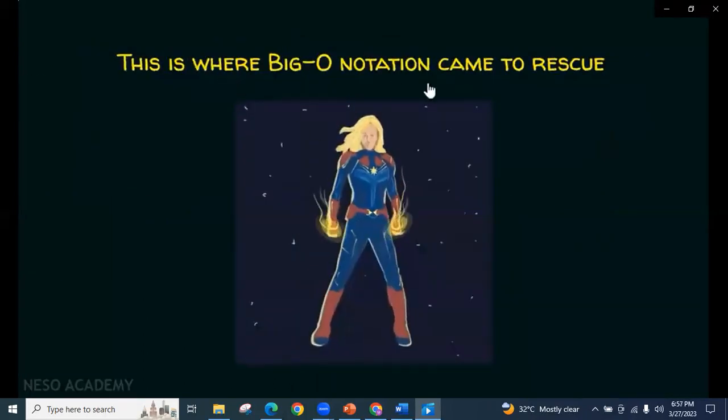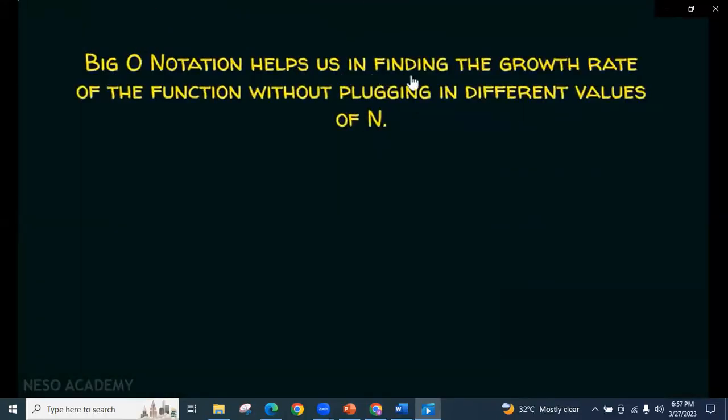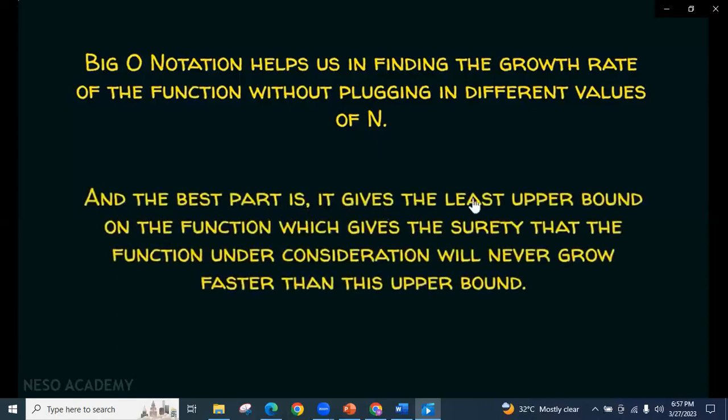Now here comes the big O notation to the rescue. Big O notation helps us in finding the growth rate of the function without plugging in different values of n. That is the beauty of big O notation. Here we need not plug in different values of n into the function in order to determine the growth rate of the function. Big O notation is the tool to find the growth rate of the function without plugging in different values of the size of the input. And the best part is it gives the least upper bound on the function, which gives the surety that the function under consideration will never grow faster than this upper bound.